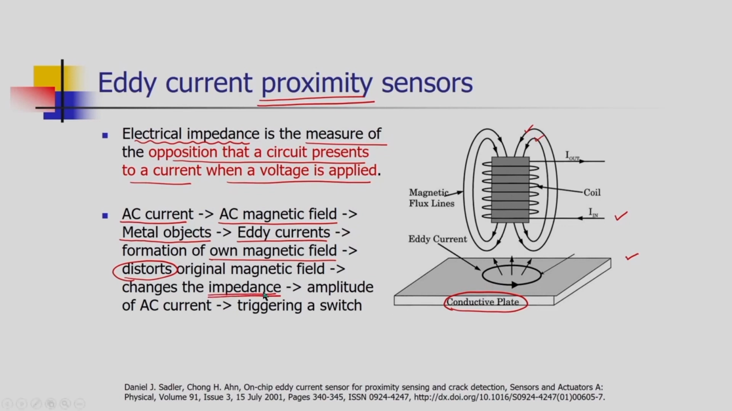So, what is impedance? A voltage is applied, and that creates opposition to the flow of the current. That change in impedance will trigger a switch. In this way, conductive elements, conductive plates or conductive materials can easily be detected by this eddy current based proximity switch.